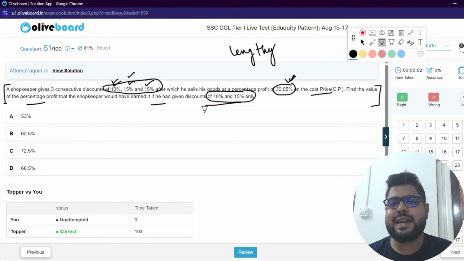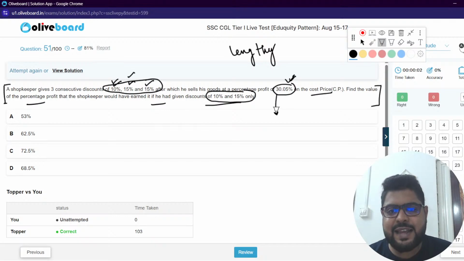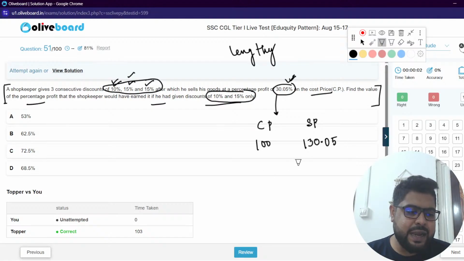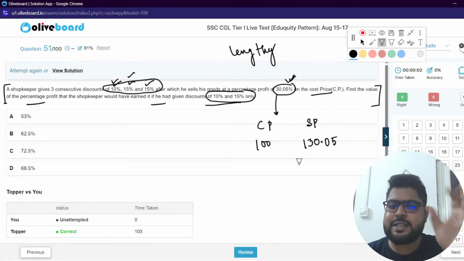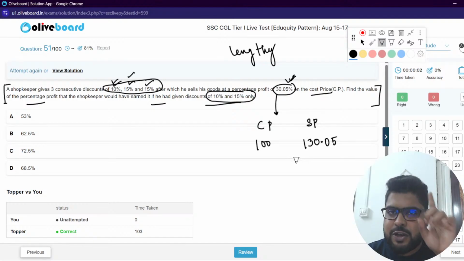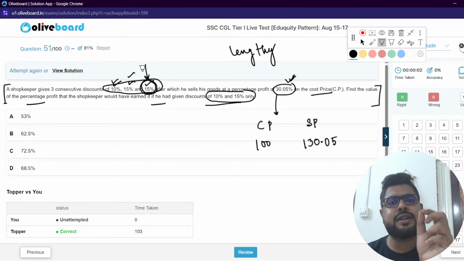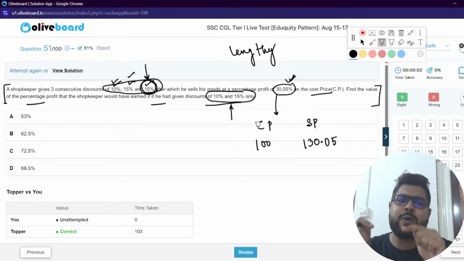Now, if they are saying 30 odd percent is the profit, that means the CP/SP ratio is, sir, if 100 rupees is my CP, my SP is going to be 130.05 rupees, right? Yes, Panmay, that is exactly where you will get stuck, because the only difference is this last 15%. In the first case there is an extra discount of 15%. In the second case that extra 15% discount is not there. That is the only difference in these two cases, nothing else.